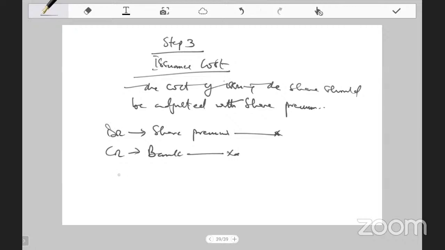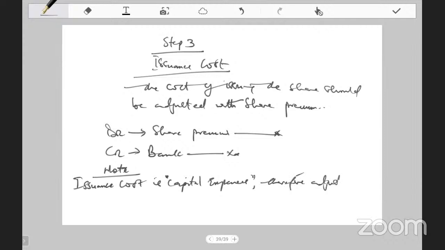So note that issuance cost is capital expenses. Therefore, adjust or write it off to share premium. That is that. So we are through with the second component. Any question? Any question for me, class?